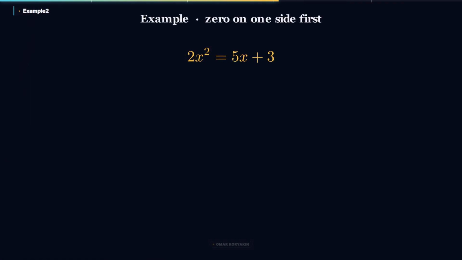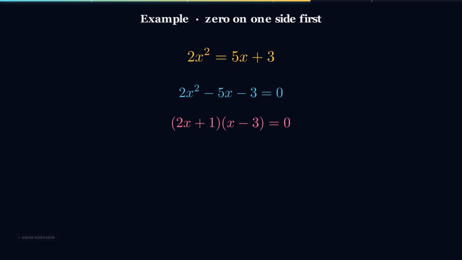Example 2. Solve 2x squared equals 5x plus 3. The equation has terms on both sides, so step 1 applies: move everything to the left so the right side is 0. Subtract 5x and 3 from both sides. The equation becomes 2x squared minus 5x minus 3 equals 0. Now the polynomial sits cleanly on the left, equal to 0 on the right, ready for the next step.